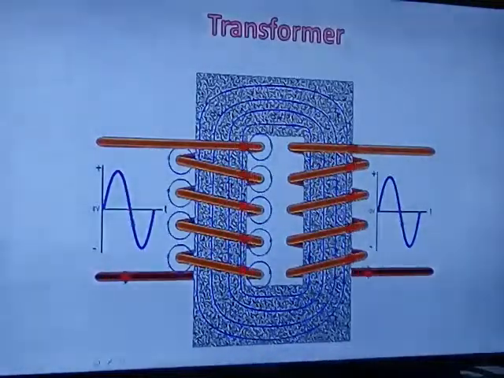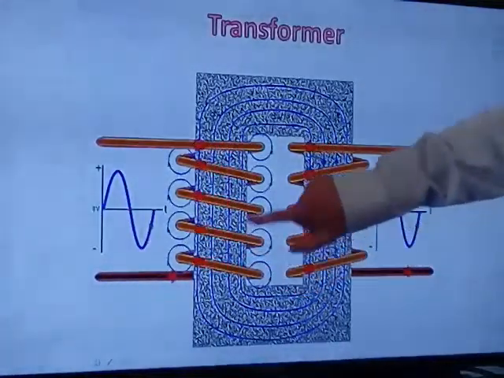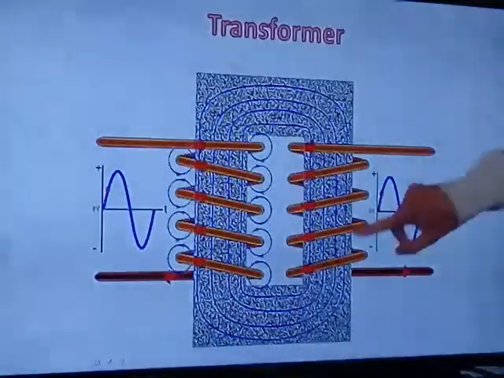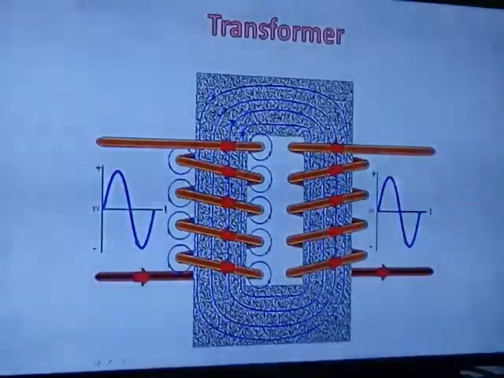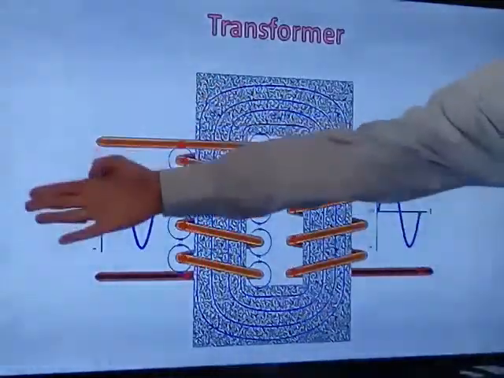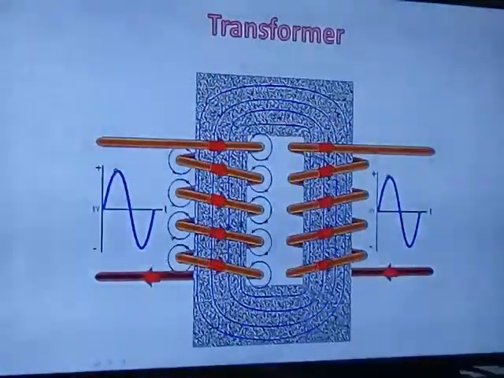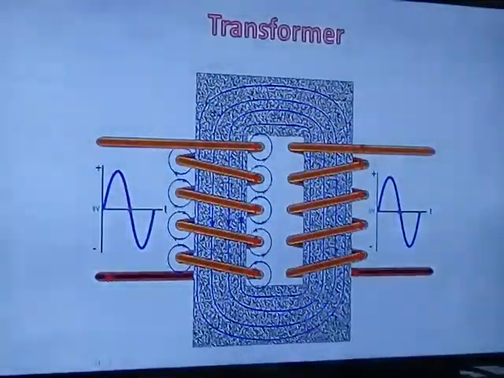Last thing to say before we make notes is this transformer, in a sense, wouldn't be very useful because count the coils. 1, 2, 3, 4, 5 coils there, and 1, 2, 3, 4, 5 coils there. So let's say I had, I don't know, 500 volts in this first coil. I would have 500 volts in the second coil.